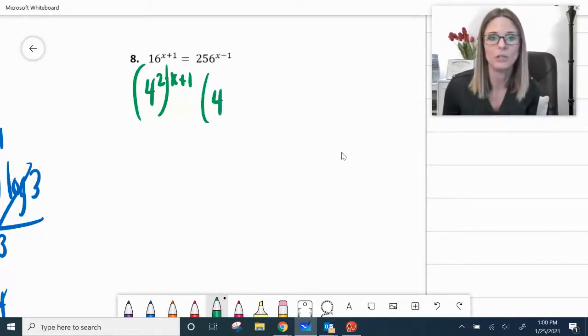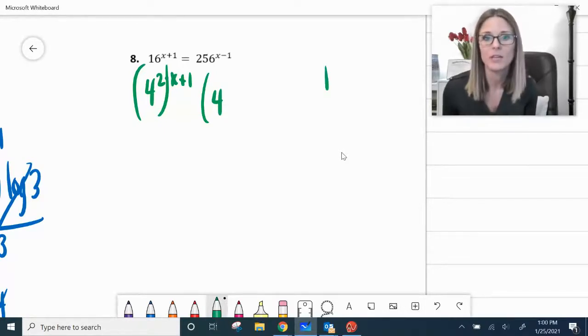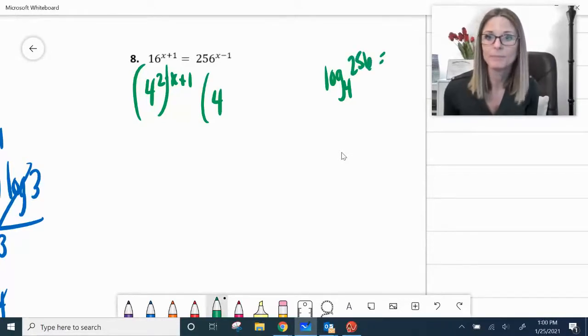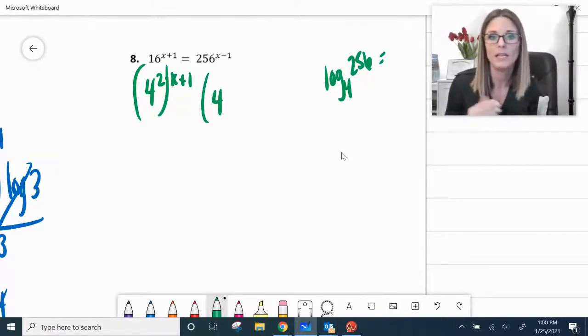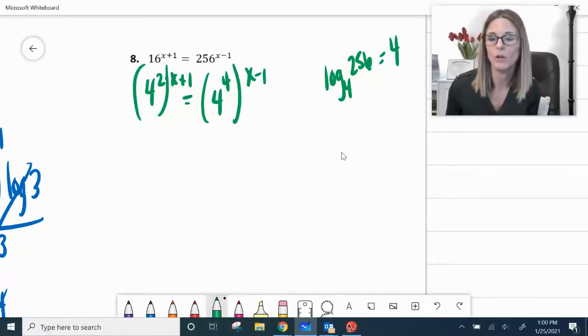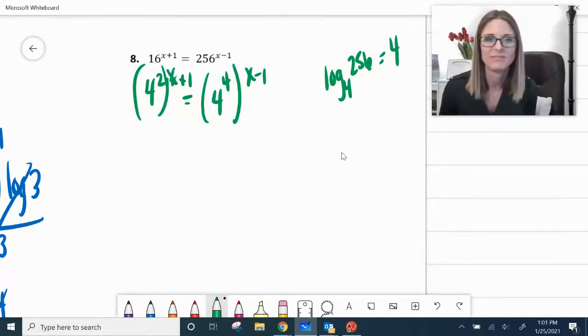Okay, so you can think about your logarithms, that I want a log base 4 of 256. What would be the exponent? You can do it that way. And you can check to see if it's 16. It is going to be 4. You can do the logarithm, you can guess and check, but it is 4 to the 4th is 256. And then power to power rule. So all I did was change them to the same base. You have to do that before you move forward.